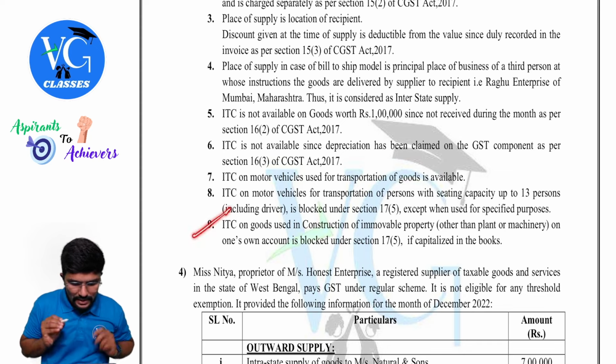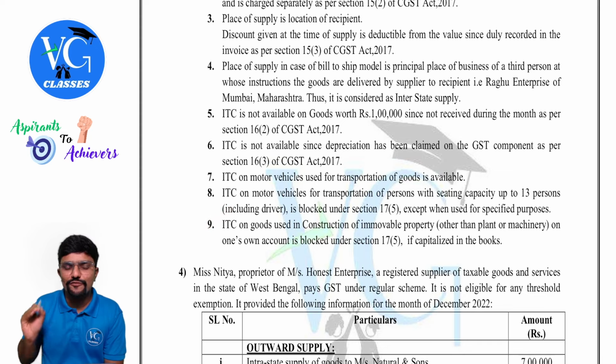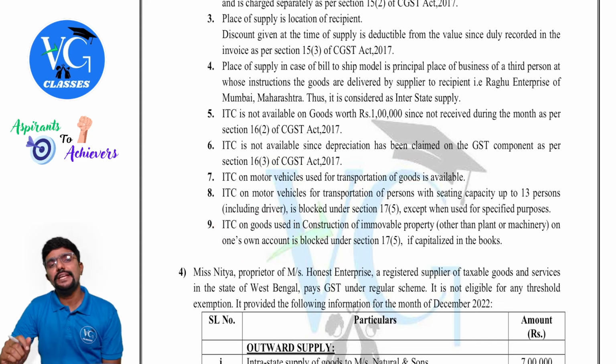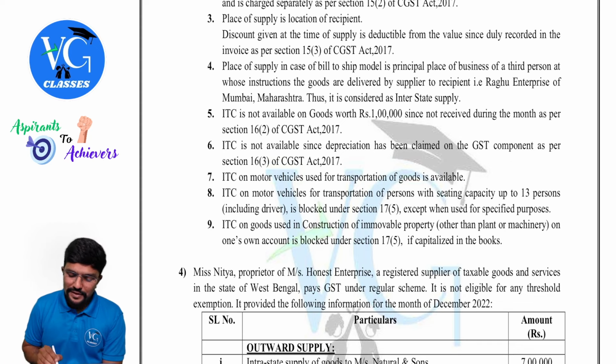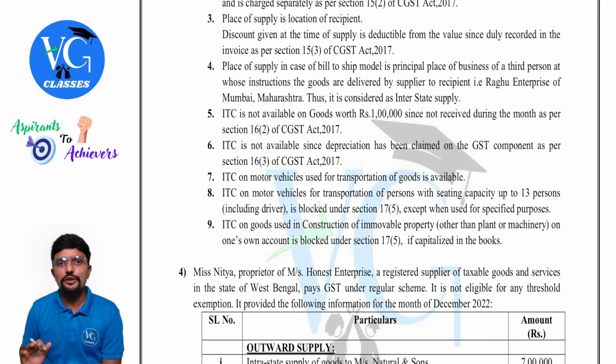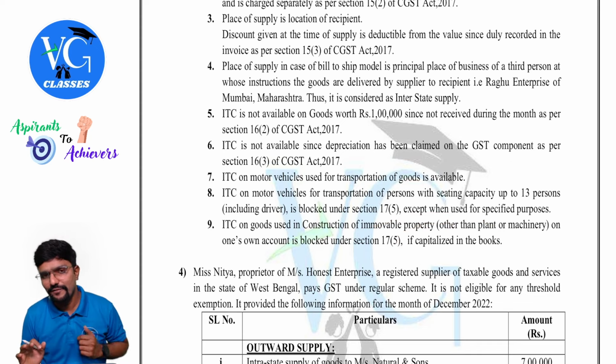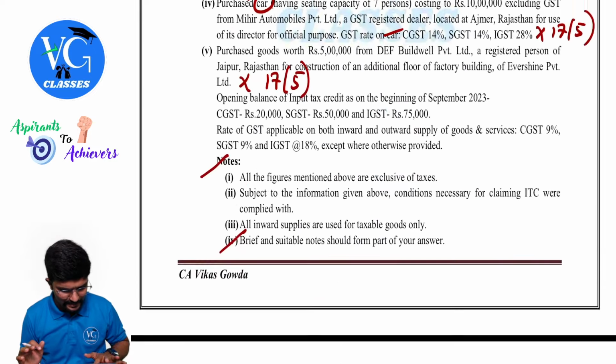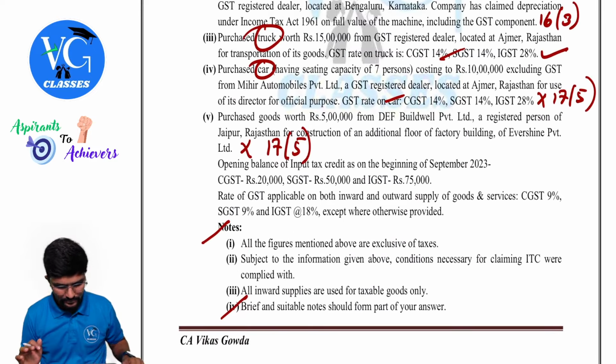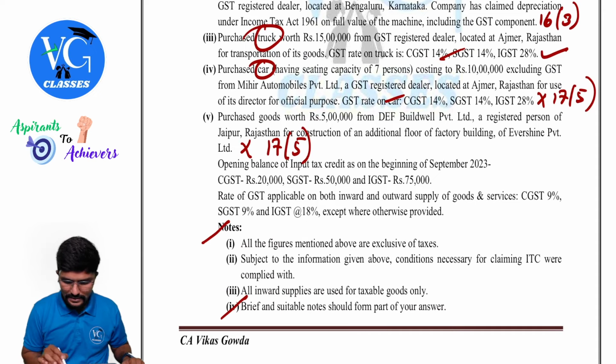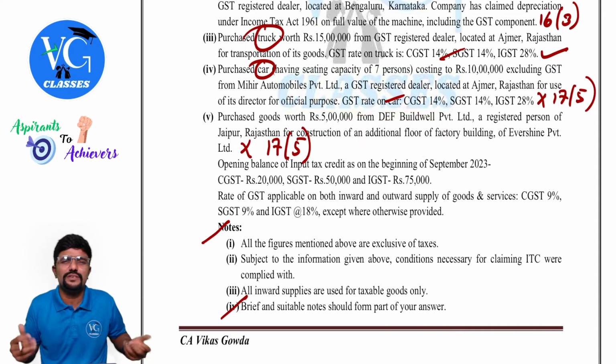Okay. Next, ITC on goods used in the construction of immovable property other than plant or machinery on its own account is blocked under section 17(5) if capitalized in the books. So please mention this also, because if it is treated as revenue expenditure, credit is available, guys. If it is treated as revenue expenditure, credit would be available. But here, as it is for capital, have they mentioned anything specifically? Let me just have a look into it. Jaipur, Rajasthan, construction of additional floor. It is understood they have capitalized it.